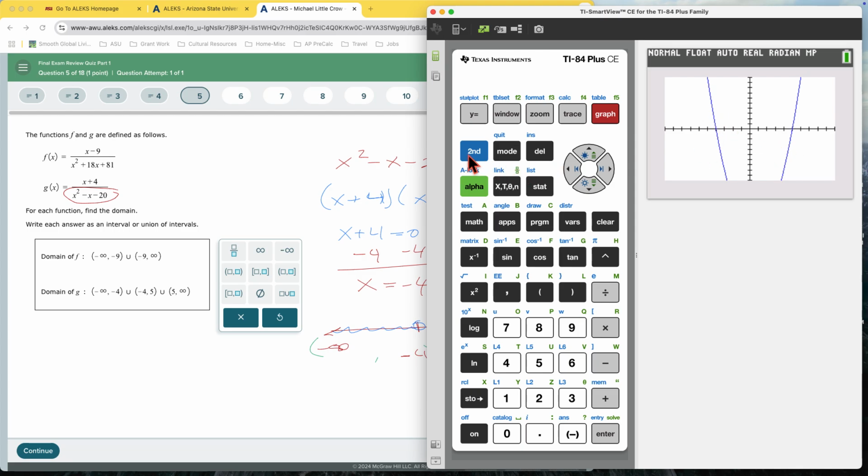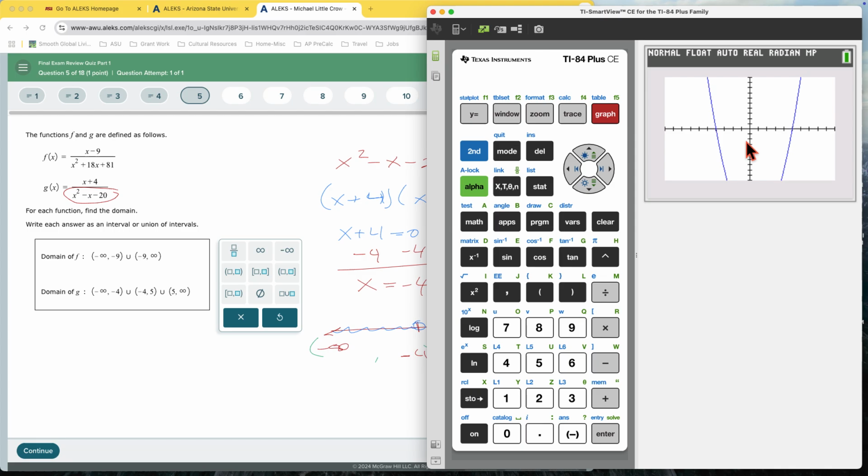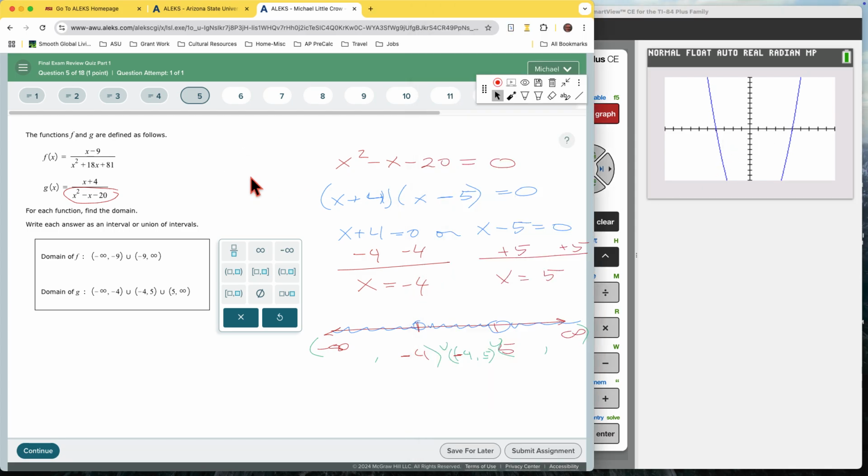The other thing you could do, if you go to the second table, negative 4 is 0, and look here, 5 is 0. So that's another way to see those x-intercepts or those zeros in the table. Sometimes it's easier that way as long as they're integer values. Had it been negative 4.2 or something, it might be harder to see in the table. But here we see it in the table, and we can also see it on the graph. All right, thank you.